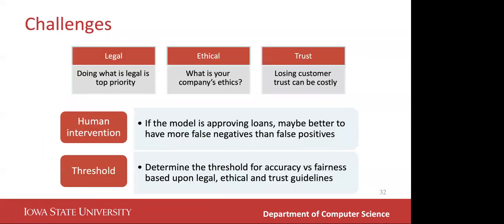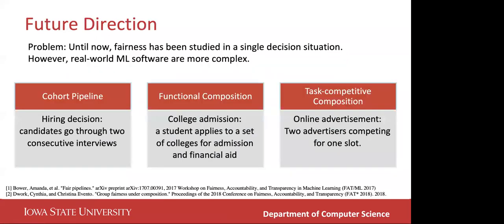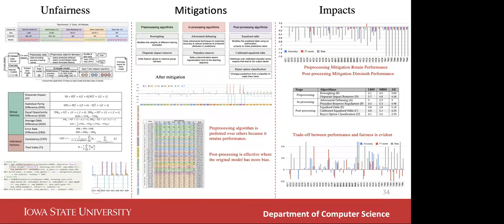Finally, there are a lot of other challenges like legal, ethical, or trust issues, and also the human perception of fairness. Only a mathematical representation of fairness is not enough, and determining a good threshold for each of the values is also important. We have some future directions to extend the work from classification to multiple classifications and also the ML pipeline. This is the summary of what I presented today.